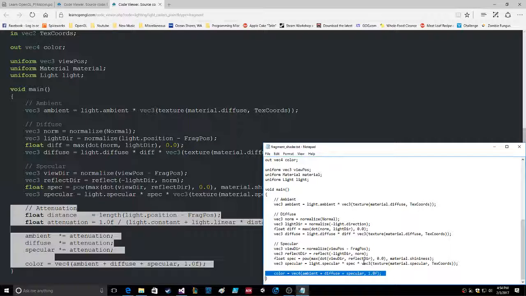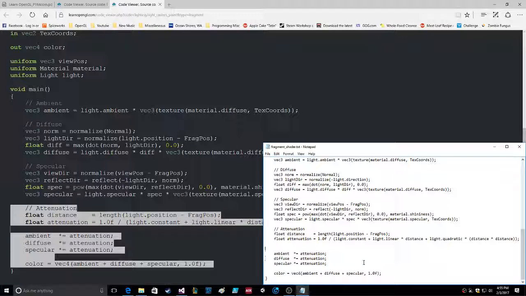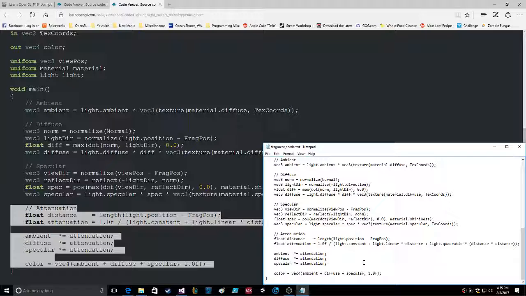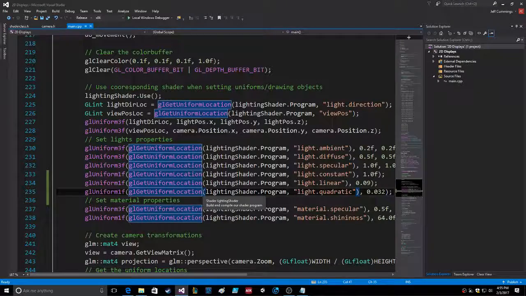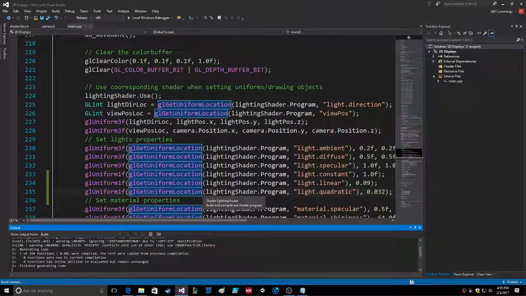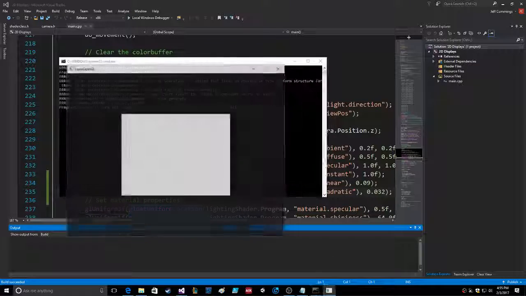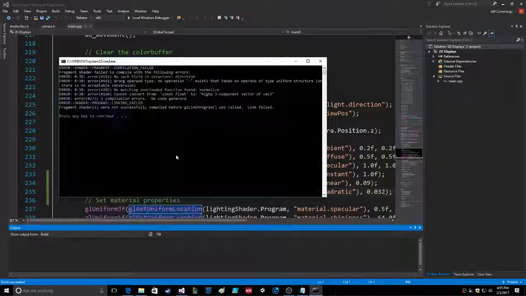So let's just replace that with that. That gives us the attenuation, distance. Perfect. Save that. Okay, let's see it run here. Compile. And run. Nope, something's wrong.